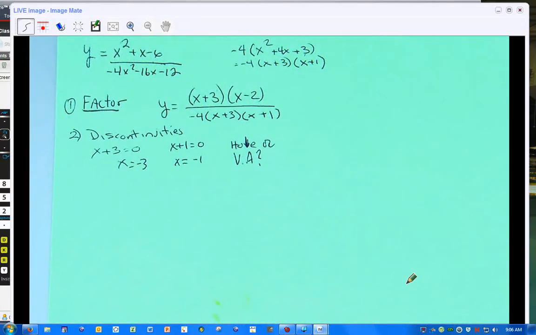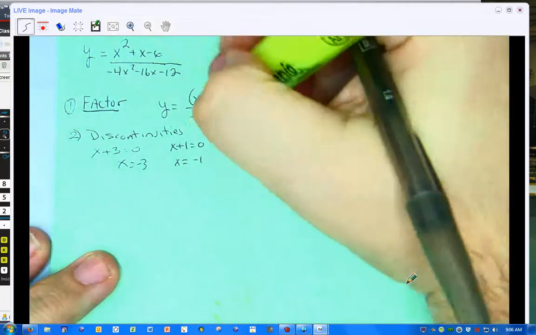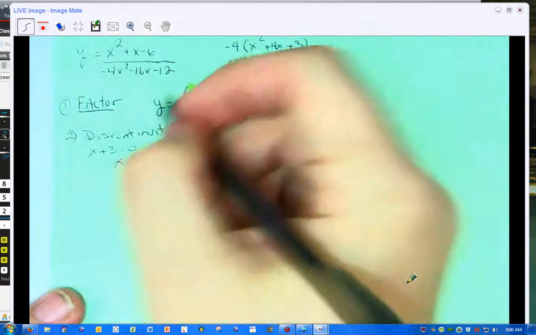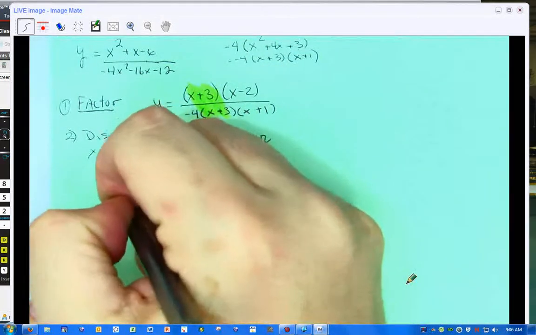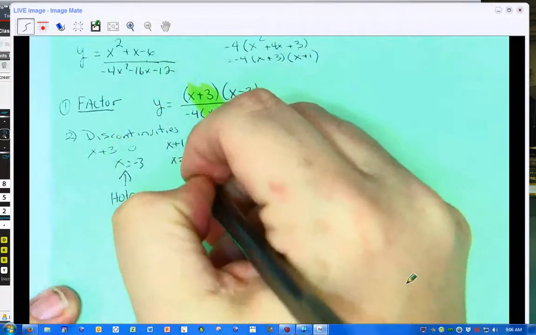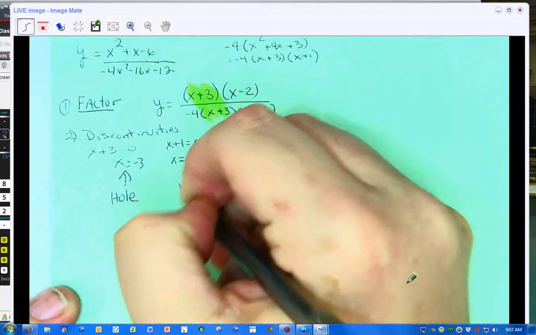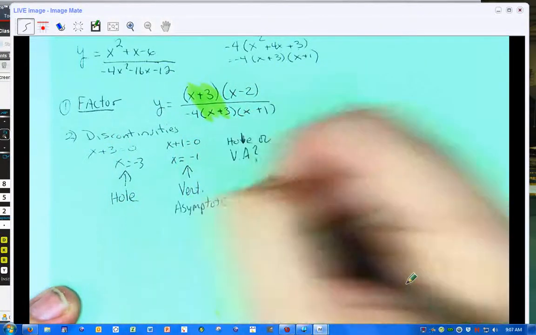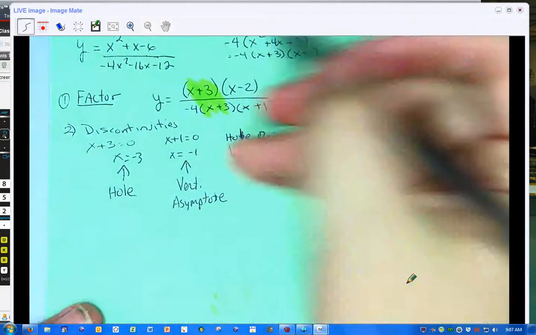Now, if I could divide any of them out, I could divide these two out right here. If I could divide them out, that means it's a hole. And that's VA, the vertical asymptote. Alright, so I was able to find that.